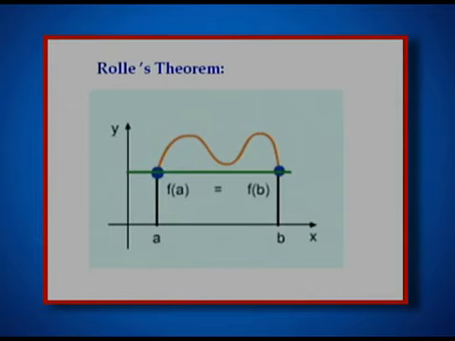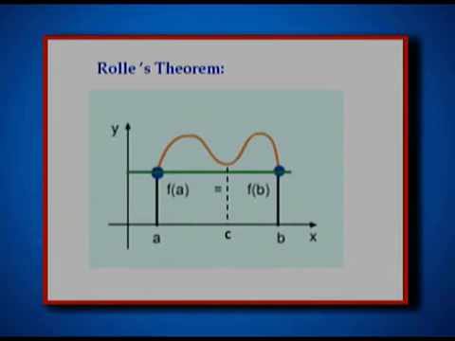Derivable in the open interval a b would mean that I can draw tangents at every point of that open interval. The third condition, f of a is equal to f of b. That means the function starts and ends at the same height from the x axis. And if all these three conditions are satisfied, then between a and b there must exist at least one c at which we are looking at something special happening.